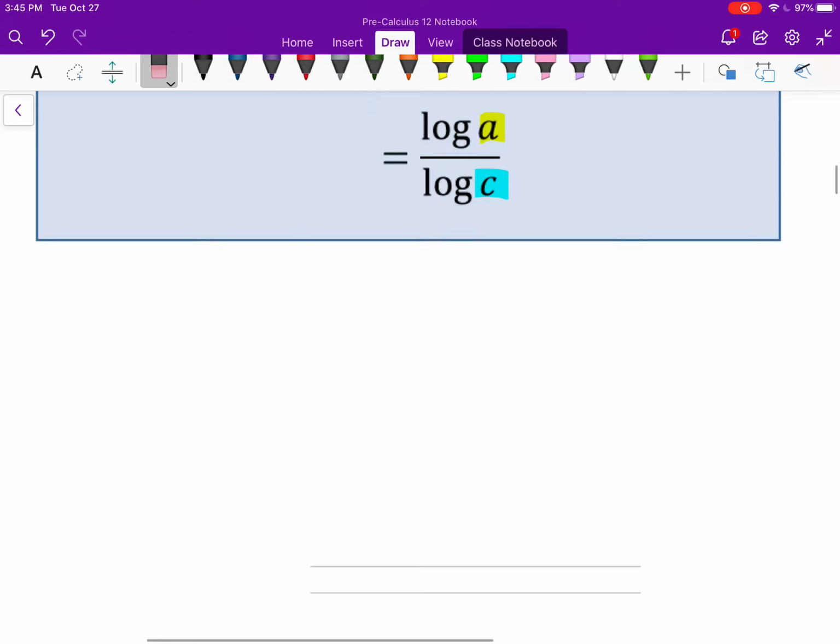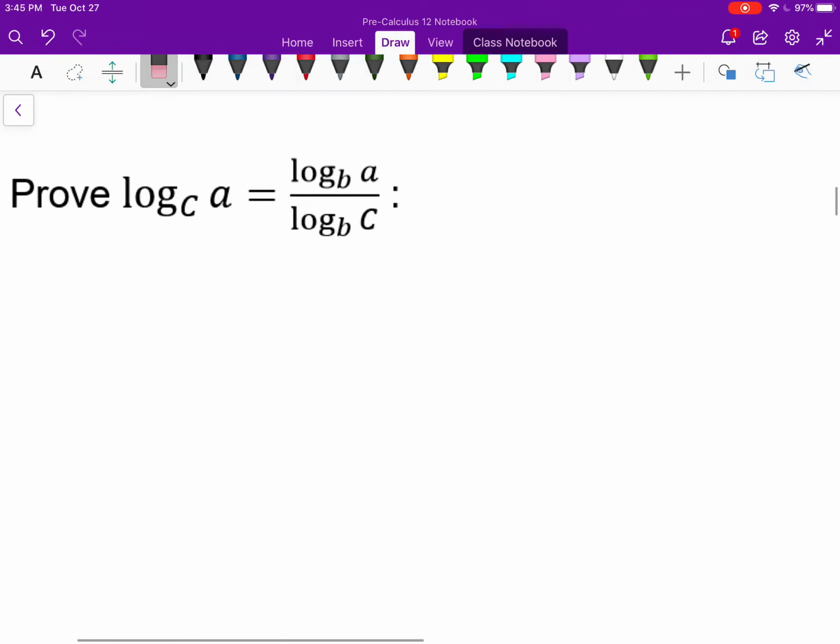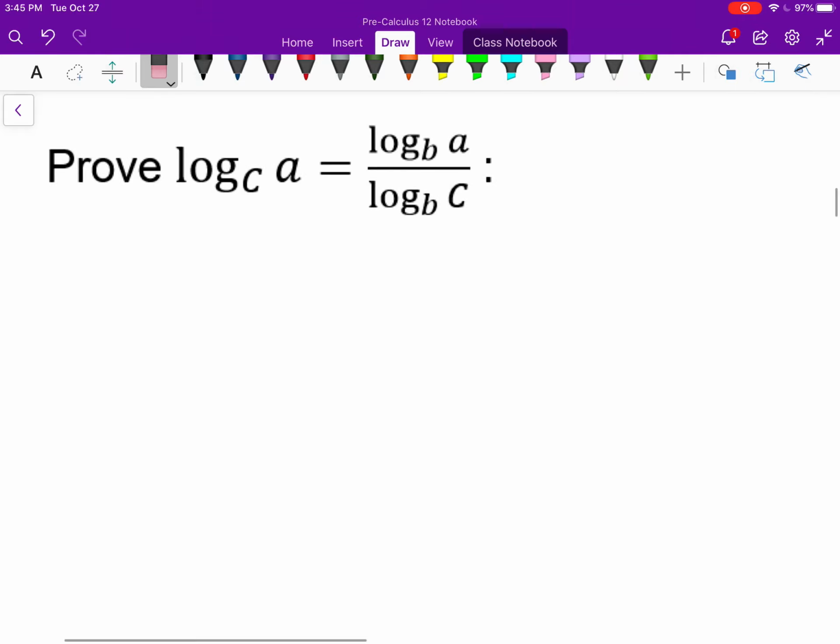All right, so with that said, I want to prove that last statement. I want to prove that what I just said is true. And I can prove it using things we've already learned about before. Okay, so again, I want to prove that log base c of a is the same as log base b of a divided by log base b of c, where again, b can be any number we want.